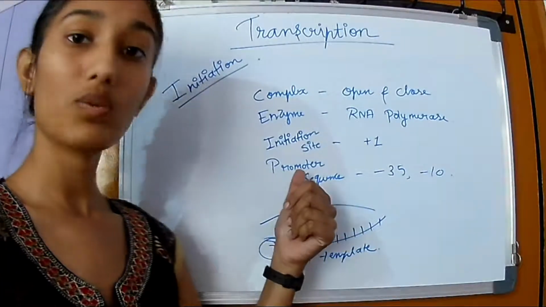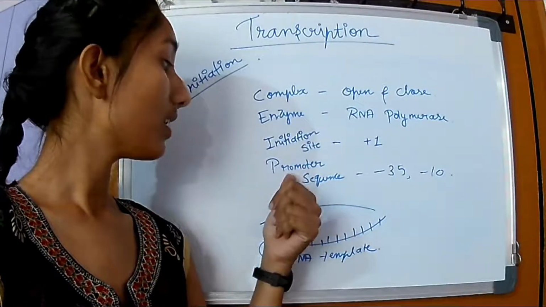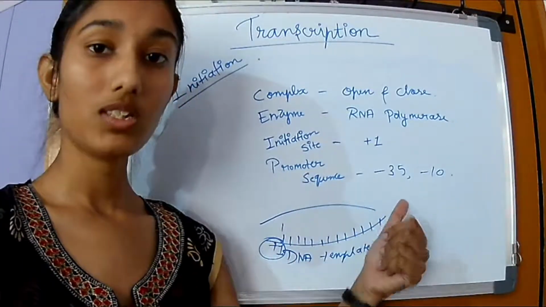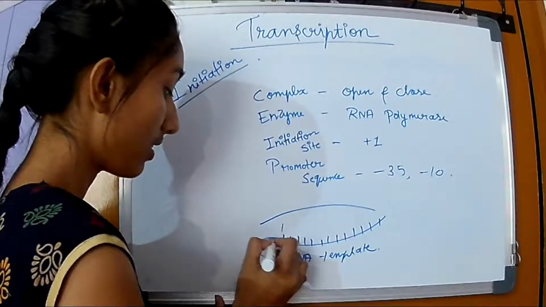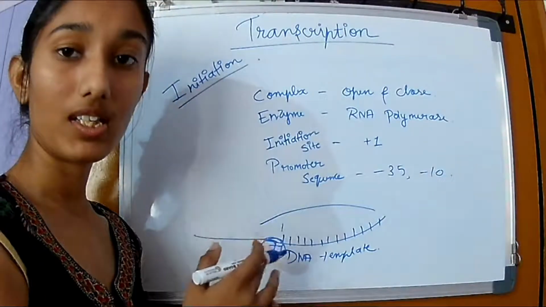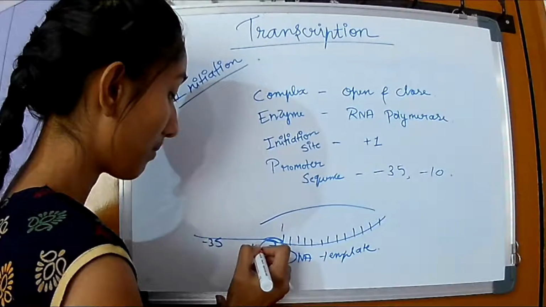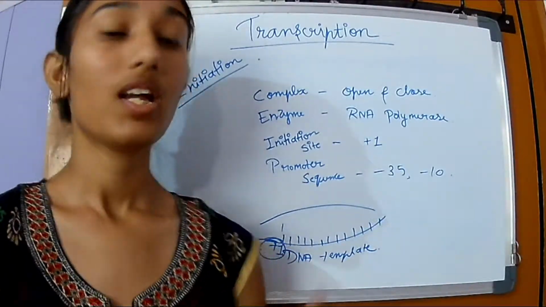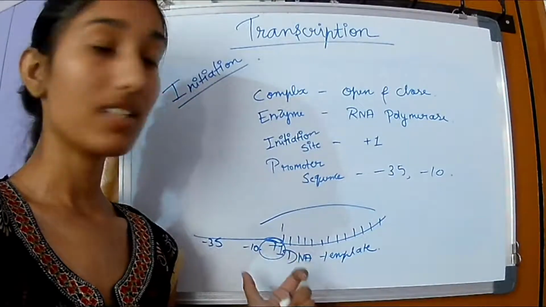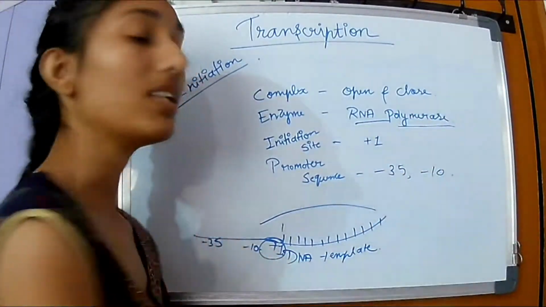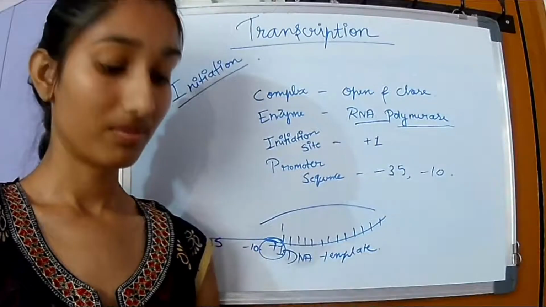Now the other sequence we are going to consider is the promoter sequence, which is upstream of the initiation site, at -35 and -10. On this particular site, the enzyme RNA polymerase is going to bind.